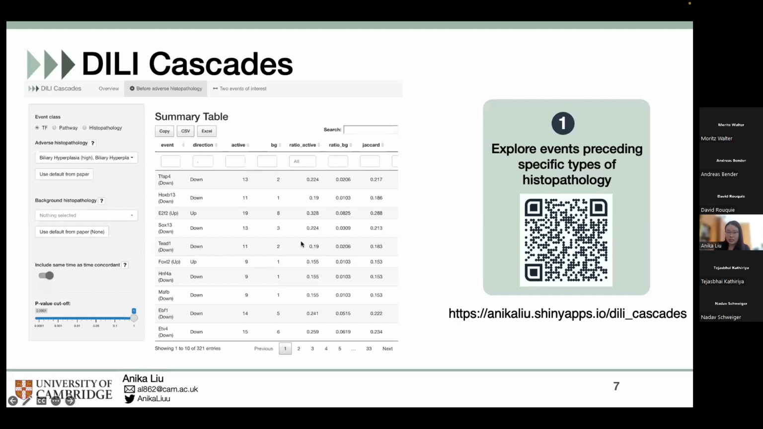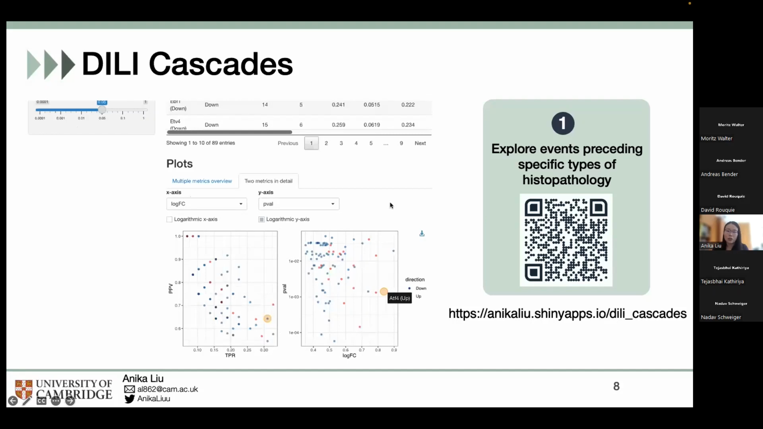This is then summarized as a table, which you can explore interactively, and there are also different plots to show how the metrics relate to each other and how a particular event is ranked, for example. If you hover over this plot, you would see that this point is ATF4. It's an upregulation of the transcription factor. And then you would also see what is the true positive rate and positive predictive value for that. Also you can set the axis of the plots to show different metrics that you might be interested in.